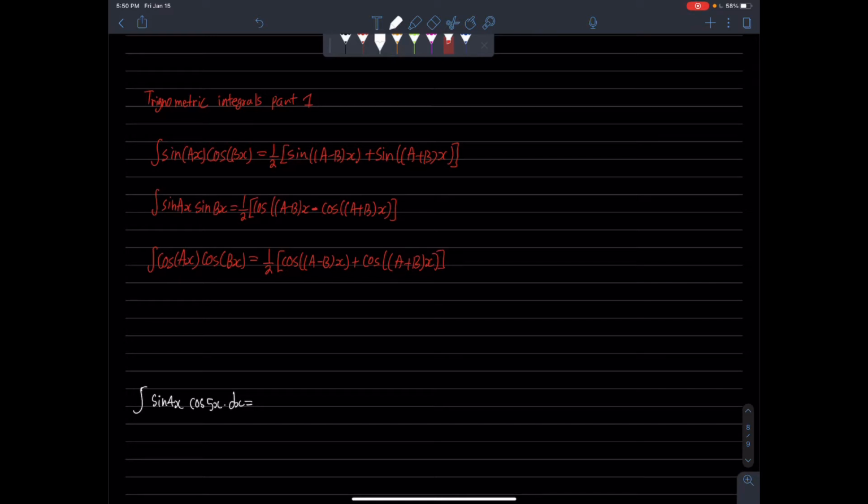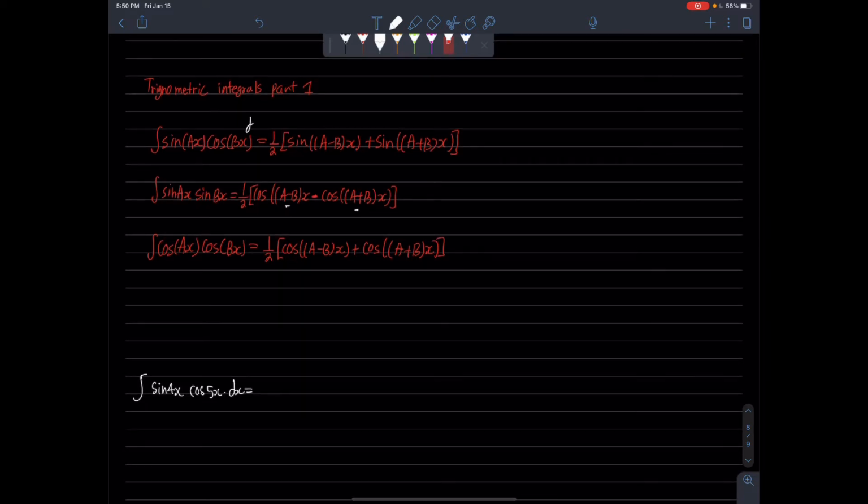If you get sin ax times sin bx, you do 1 over 2 times cos of (a minus b)x minus cos of (a plus b)x, right? It's just a difference in sign. Then if you have cos ax times cos bx, it's 1 over 2 times cos of (a minus b)x plus cos of (a plus b)x.